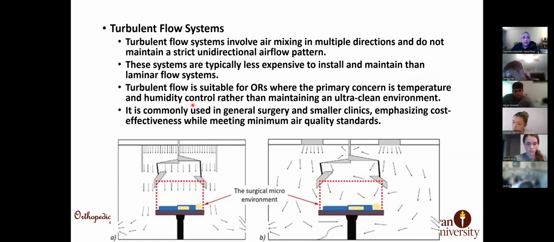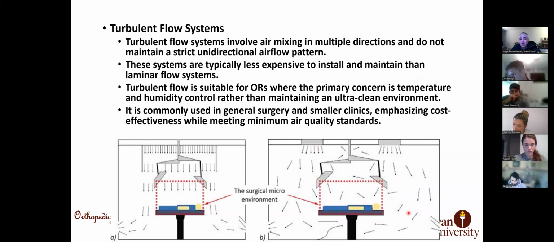We have another one which is called turbulent flow. We have no rule for airflow. They are located based on the design of the ventilation system, not based on the operating table. And they can move in any direction.